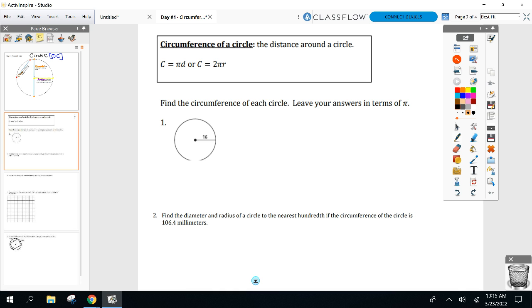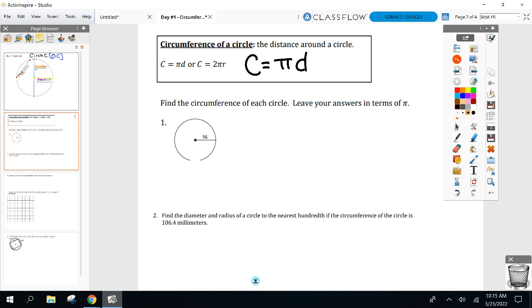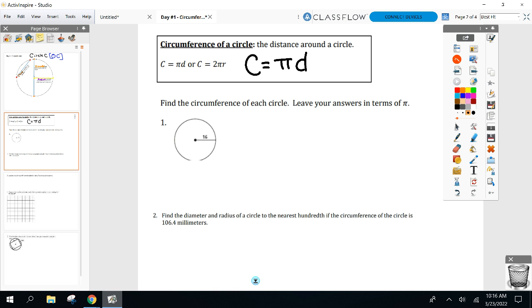There's two formulas that you could use. We're going to pick one to use as a class and go with it. You can use whatever one you want on your own. Circumference equals pi times d. What vocabulary term did we just talk about that starts with d? Diameter. So d means diameter length. That's what I plug in, diameter length.